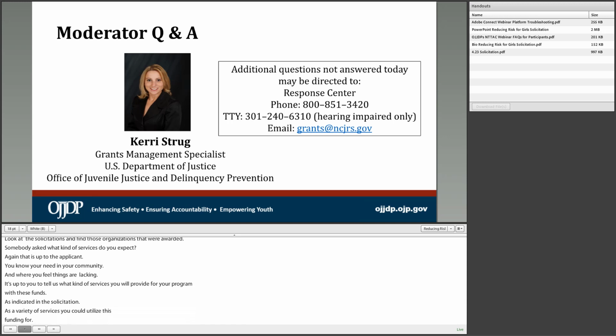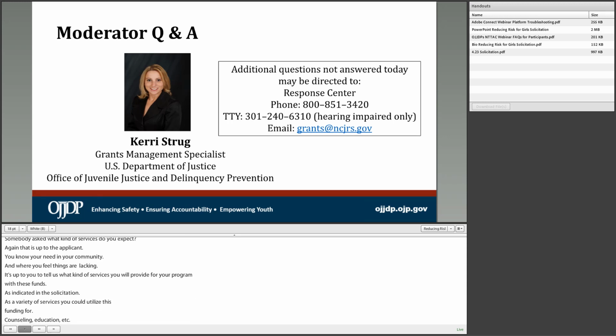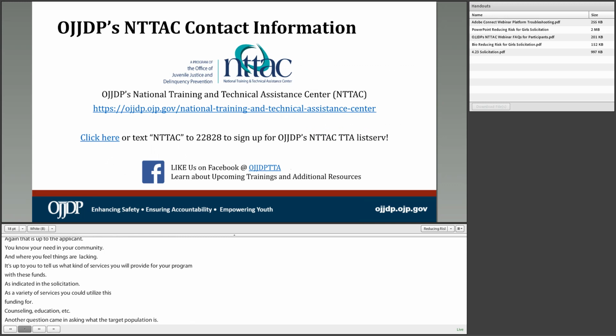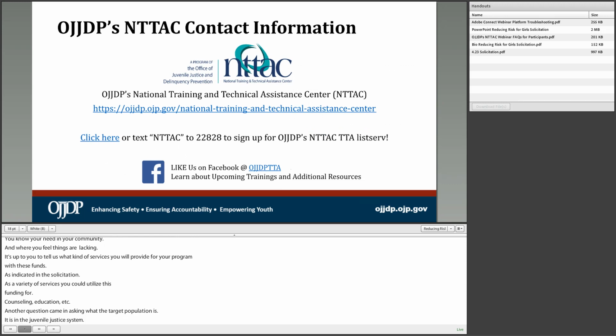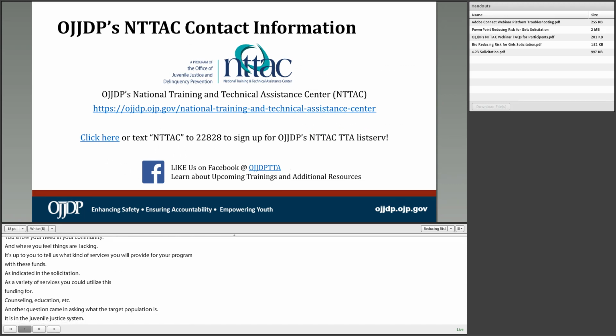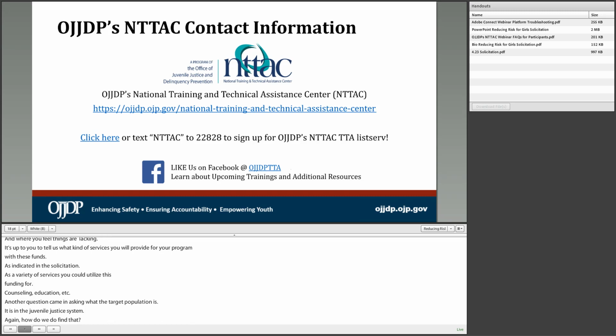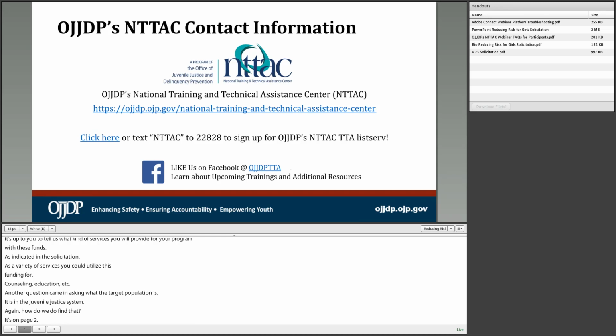Another question came in asking what the target population is, and it is girls in the juvenile justice system. Again, how do we define that? It's on page 2. Girls in the system under the age of 18 when they're admitted to the program.